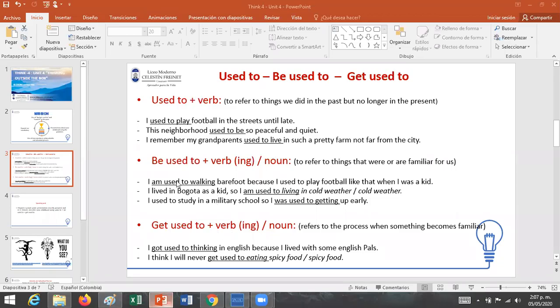Quizá la confusión más grande está entre estas dos. Entonces, por favor, escúchenme bien. Be used to, el verbo be used to, se puede seguir, bueno, de un verbo en ing o de un sustantivo. Y significa estar acostumbrado. ¿Listo? Estar acostumbrado. Refer to things that were or are familiar for us. Yo estoy acostumbrado a tal cosa o estaba acostumbrado a tal cosa. En cambio, el verbo get used to, que también se sigue de un verbo en ing o de un sustantivo, se refiere al proceso, ¿no? Refers to the process when something becomes familiar. Es decir, eso significa estar acostumbrado, ese significa acostumbrarse.